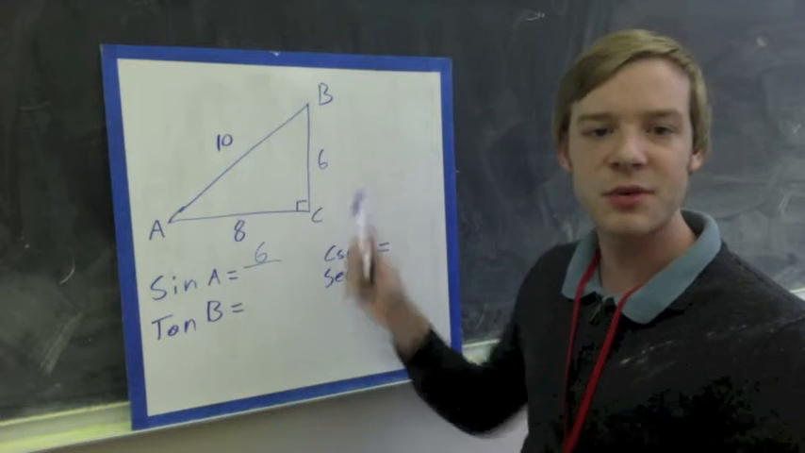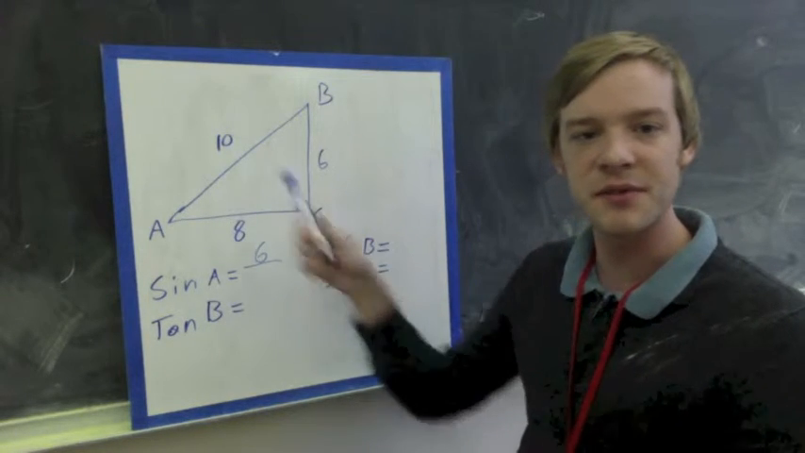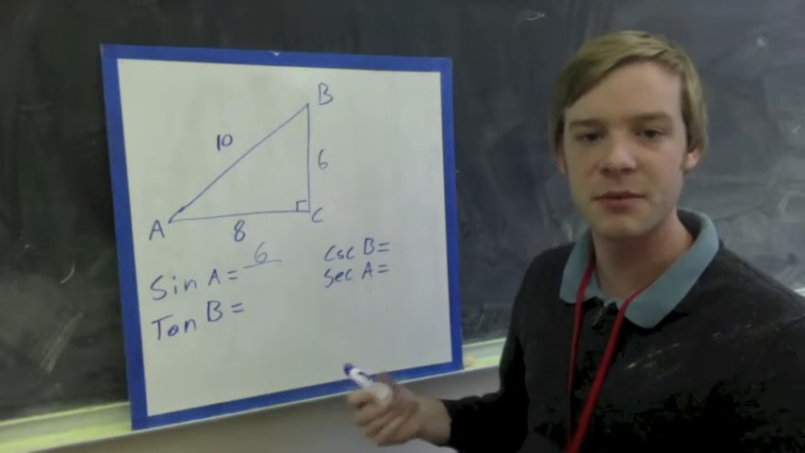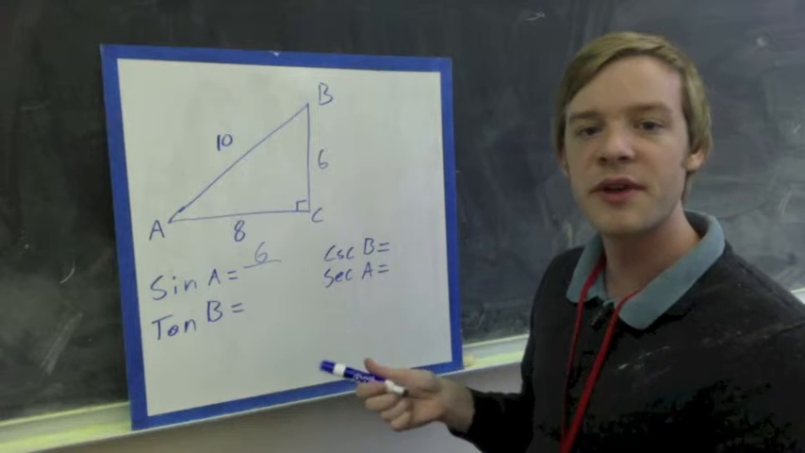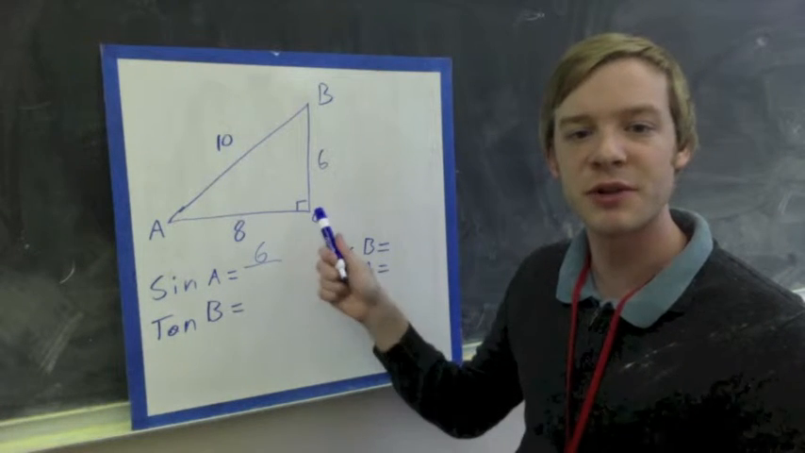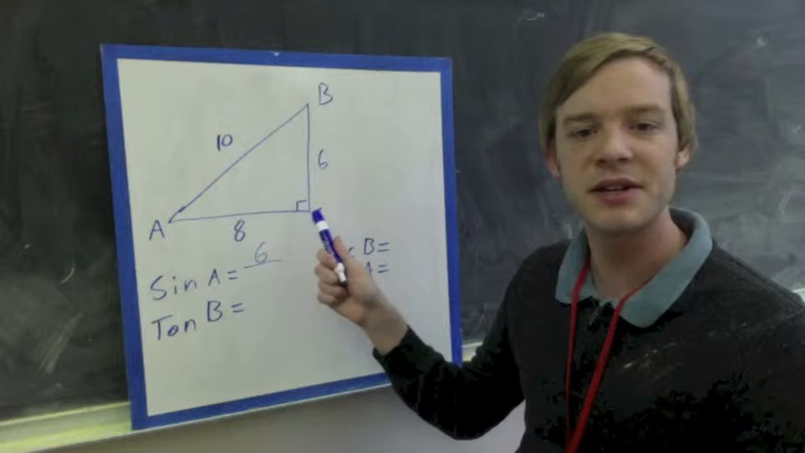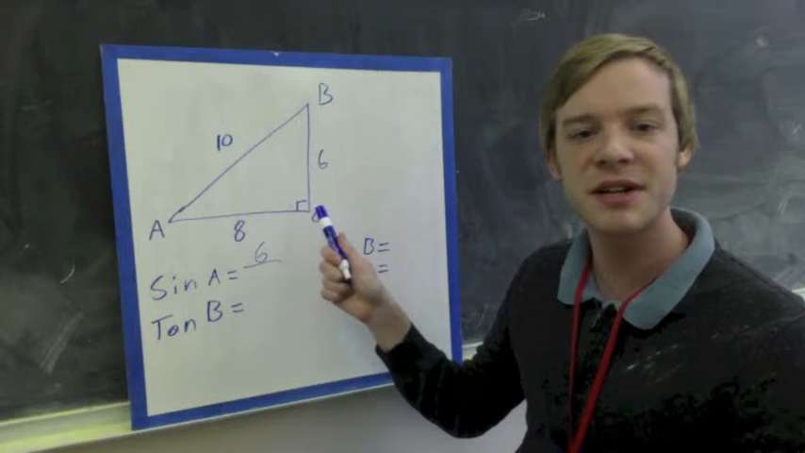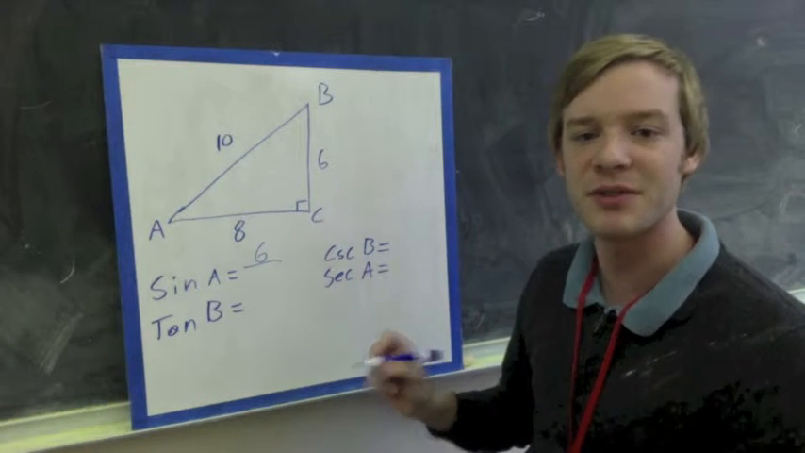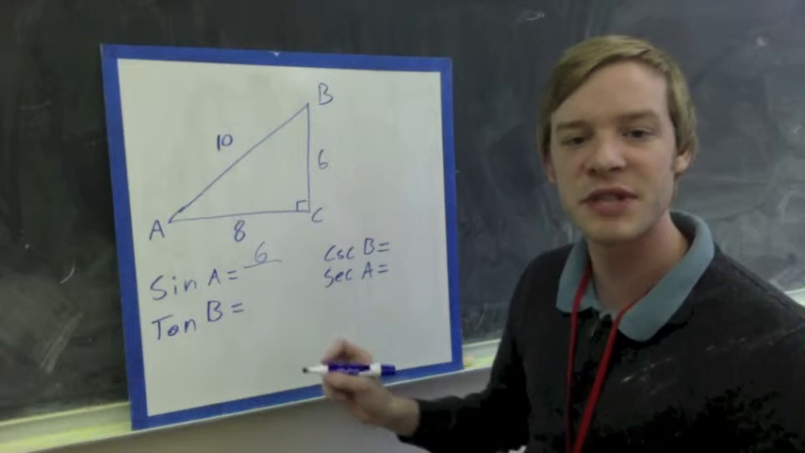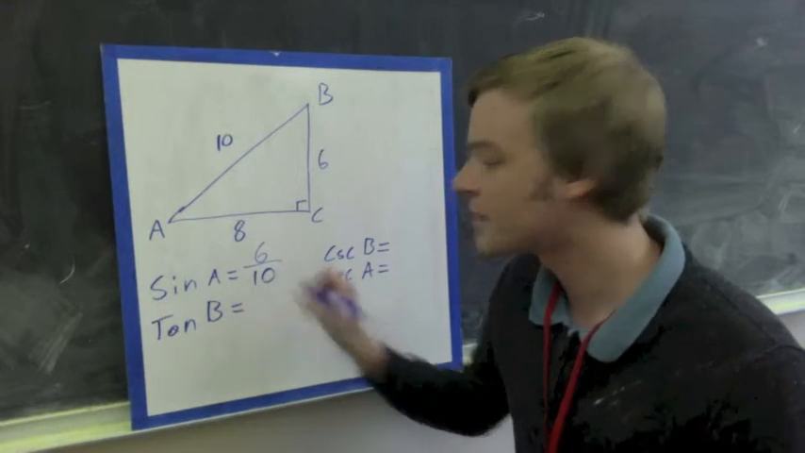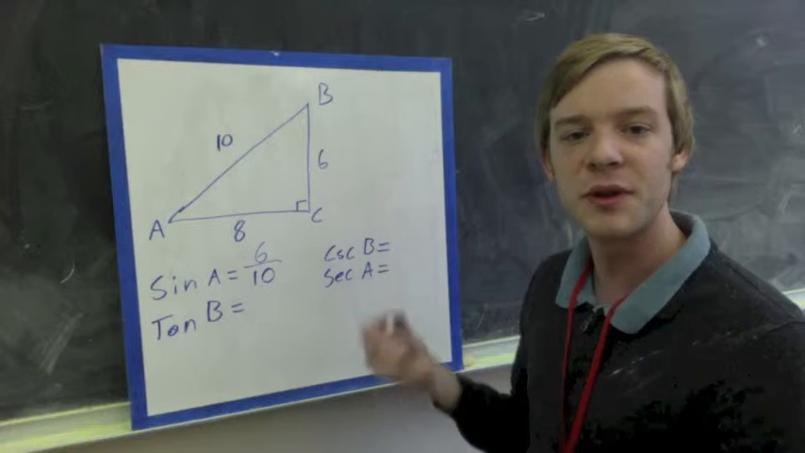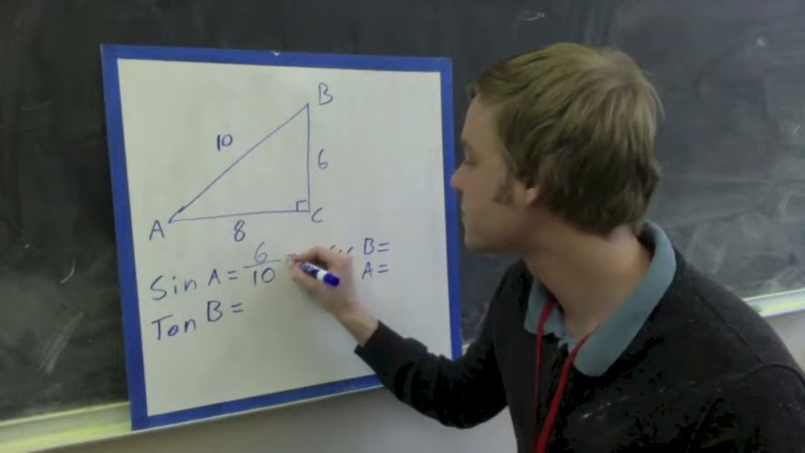And the longest side, well, we can just look at the numbers and we can see that 10 is the biggest number, it's the longest side. The other way that you can figure out the hypotenuse is by looking which side is opposite the 90 degrees. Whichever side is opposite the 90 degrees is always going to be your hypotenuse. So sine of A is 6 over 10, which will simplify to 3 over 5.